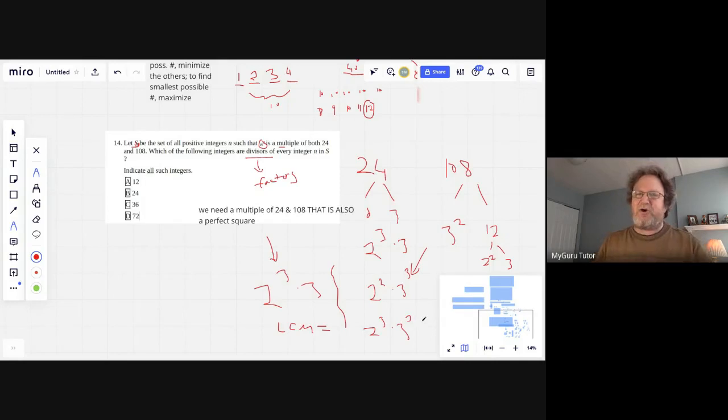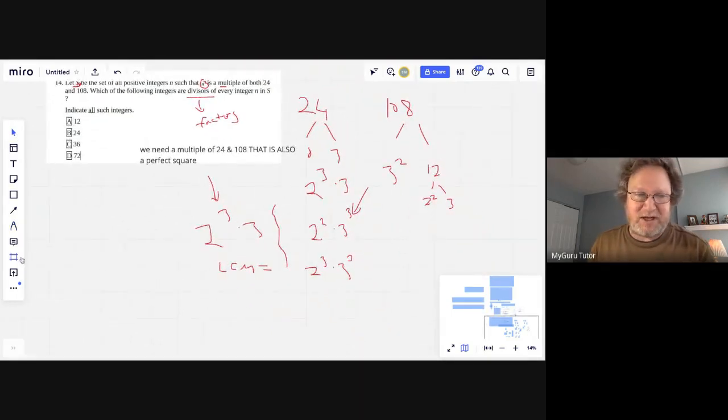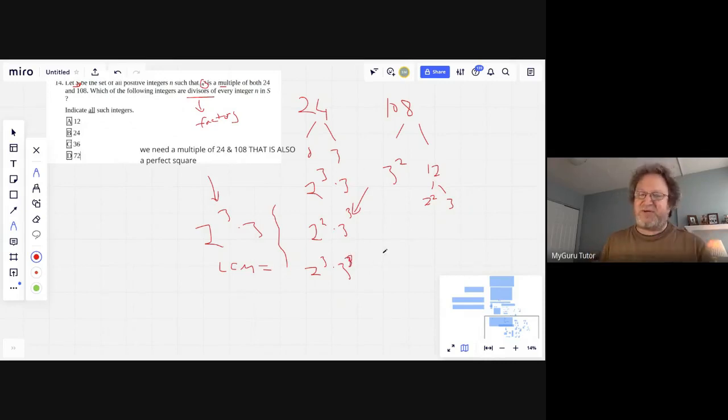And again, we don't need to know because we're dealing with high numbers, right? So we're not actually being tested on the numbers themselves. We're really being tested on the factors. Okay, 2 cubed times 3 cubed is going to be our LCM, our least common multiple. It's going to be 27 times 8, whatever that is. Okay, now here's a problem. 2 cubed times 3 cubed is not a perfect square.